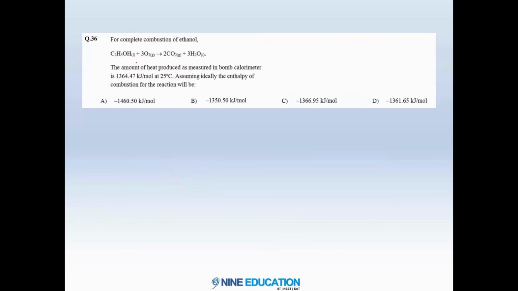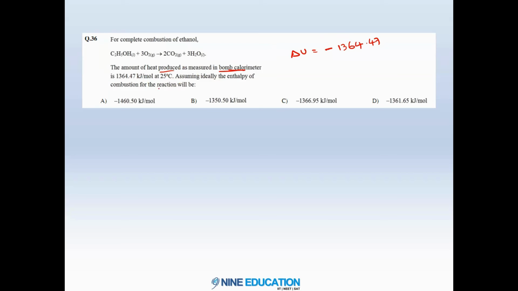The complete combustion of ethanol. So here ethanol liquid reacts with O2. This is a clearly balanced equation. The amount of heat produced in the bomb calorimeter is this. As you must be aware, in the bomb calorimeter, whatever heat is measured is the change in internal energy, and heat produced it is. So you are supposed to use the sign convention. So minus 1364.47. This step is important. If you forget the sign convention at all, it's messed up. Okay, so please be clear.